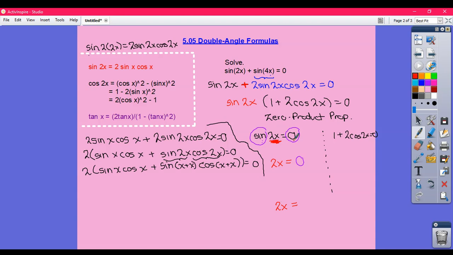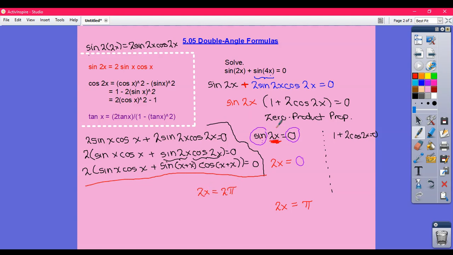Sine of 2x equals 0. Where else does sine equal 0? That would be at pi. So sine of pi equals 0. So 2x could be pi. If I continue on, where else does sine equal 0? Sine equals 0 at 2 pi.